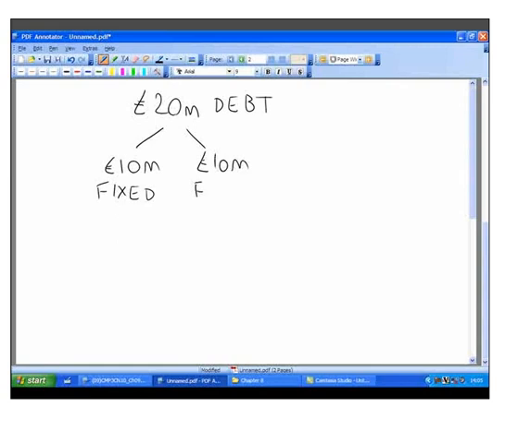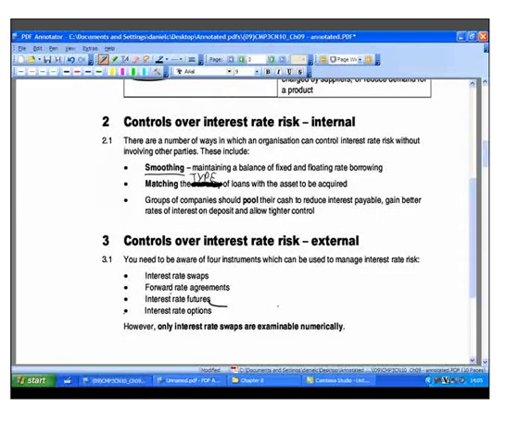Second approach you can take is matching the type of loan with the asset you're acquiring. And let's say that you're going to buy some sort of asset and you think it's going to generate a return that is variable, that is going to be linked in some way to floating interest rates. In that case, the financing for that asset should be floating rate debt.